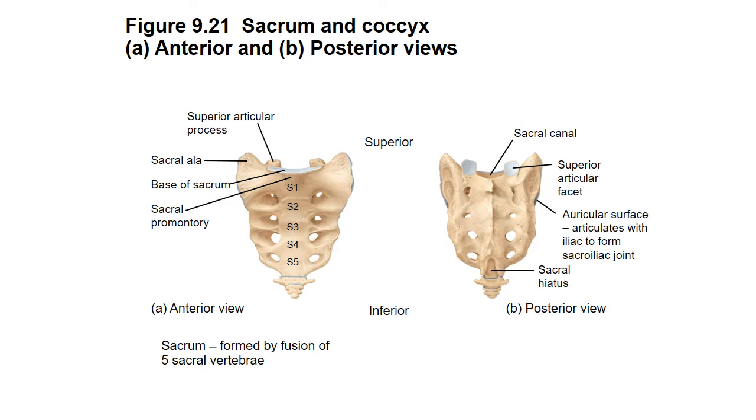So here's the sacrum and coccyx. Here's your superior articular process here, and here's the base of the sacrum, and then you have the ala, the wing, and then you have an auricular surface here, and it also shows it over here, and that articulates with the iliac bone to form the sacroiliac joint.